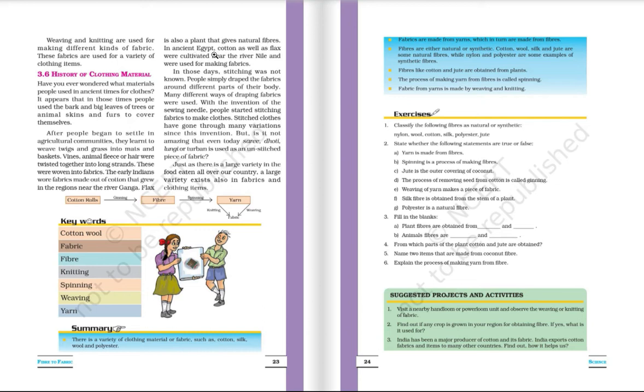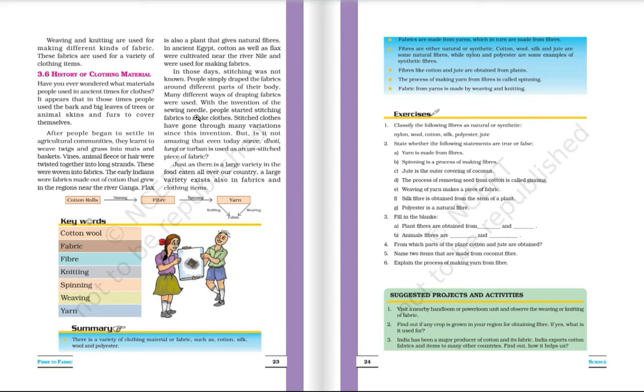In ancient Egypt, cotton as well as flax were cultivated near the river Nile and were used for making fabrics. So flax is another plant used to make fabrics, but it was mostly used in ancient Egypt. In those days, stitching was not known. People simply draped the fabrics around different parts of the body. Many different ways of draping fabrics were used.